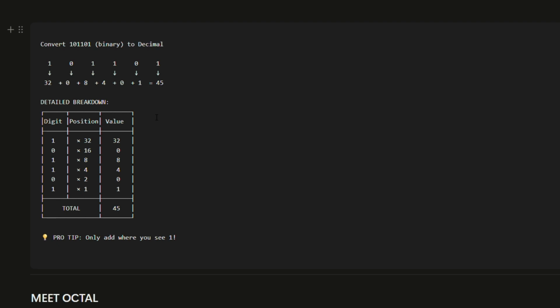Pro tip, let's say you're in a hurry and you want to finish this as quickly as possible. Wherever you see zeros, you can skip computing those so you can save some time.